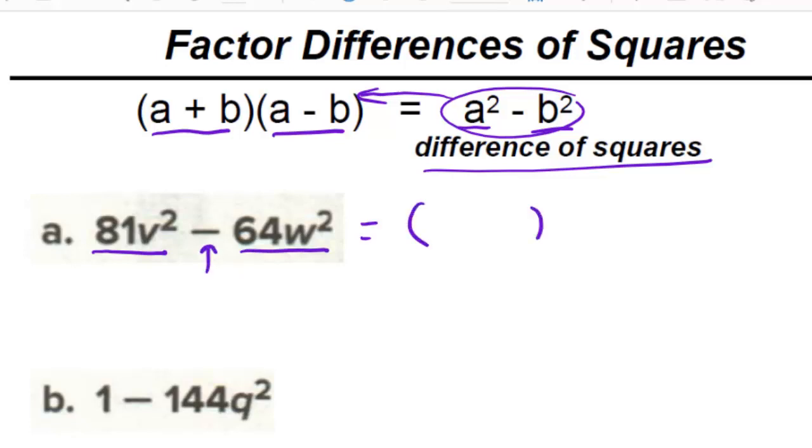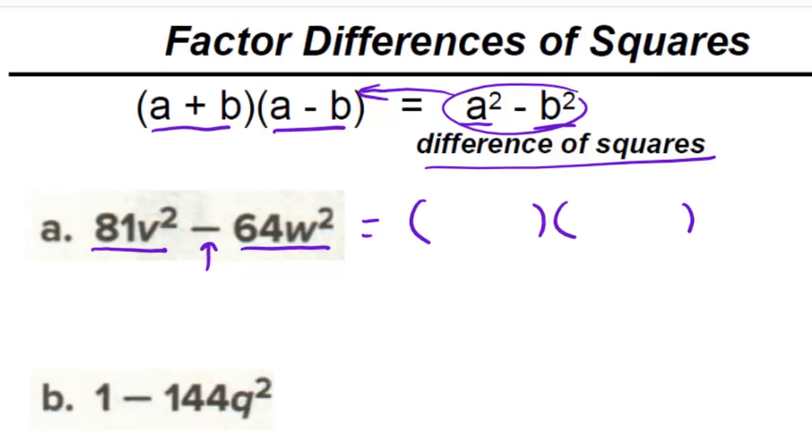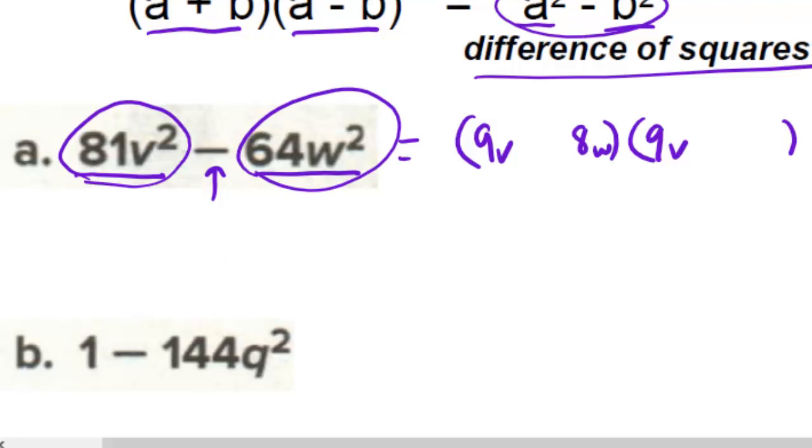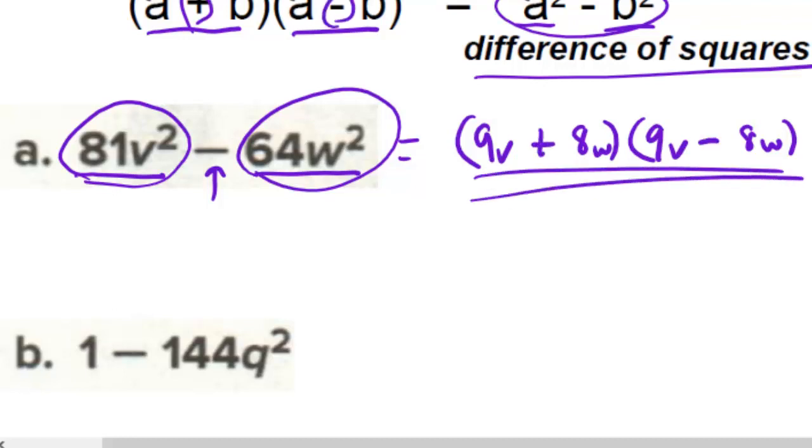So we're going to set this up as two binomials. We take the square root of the first one, which is 9v, and put that in the first position of both. I take the square root of the second one, and that would be 8w for both. In order to make it a difference of squares product, we have to use a sum and difference. So one of them is going to be plus, the other one's going to be minus. So plus here, minus here, and this is the factored form of the difference of squares.